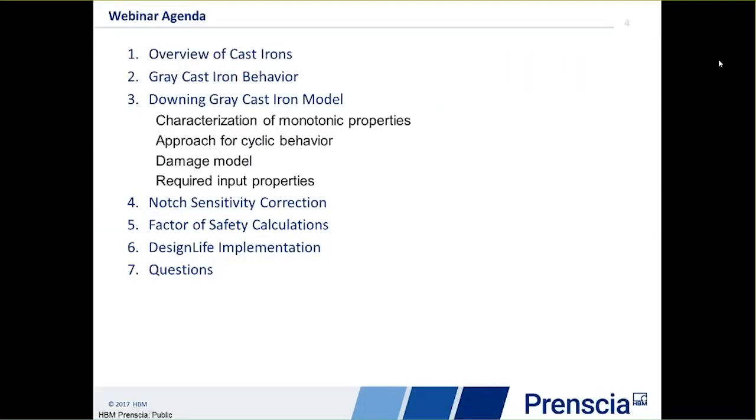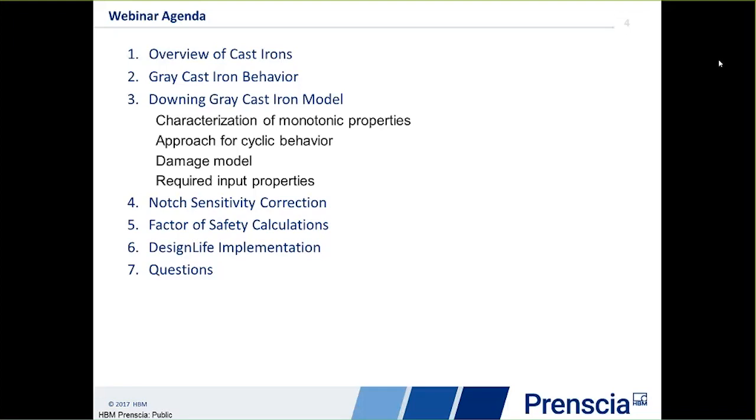Today we're going to go over a discussion of cast iron and the cast iron model that has been implemented inside DesignLife. So we'll start out with just a basic overview of cast iron, look at the behavior of gray cast iron, and then how the Downing model has taken that and basically implemented a strain life approach for that.